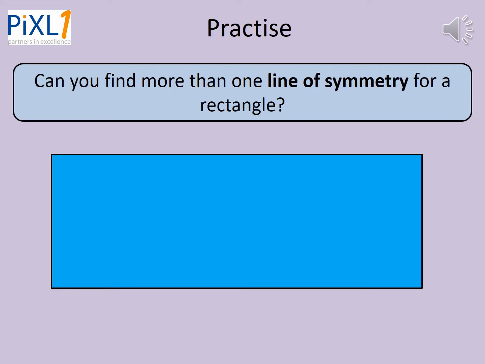Can you find more than one line of symmetry for a rectangle? Pause this video now and have a look with your parent or your carer. Similar to a circle and a square, a rectangle has more than one line of symmetry. You can go from the top to the bottom and from the left hand side to the right hand side, or the right hand side to the left hand side.